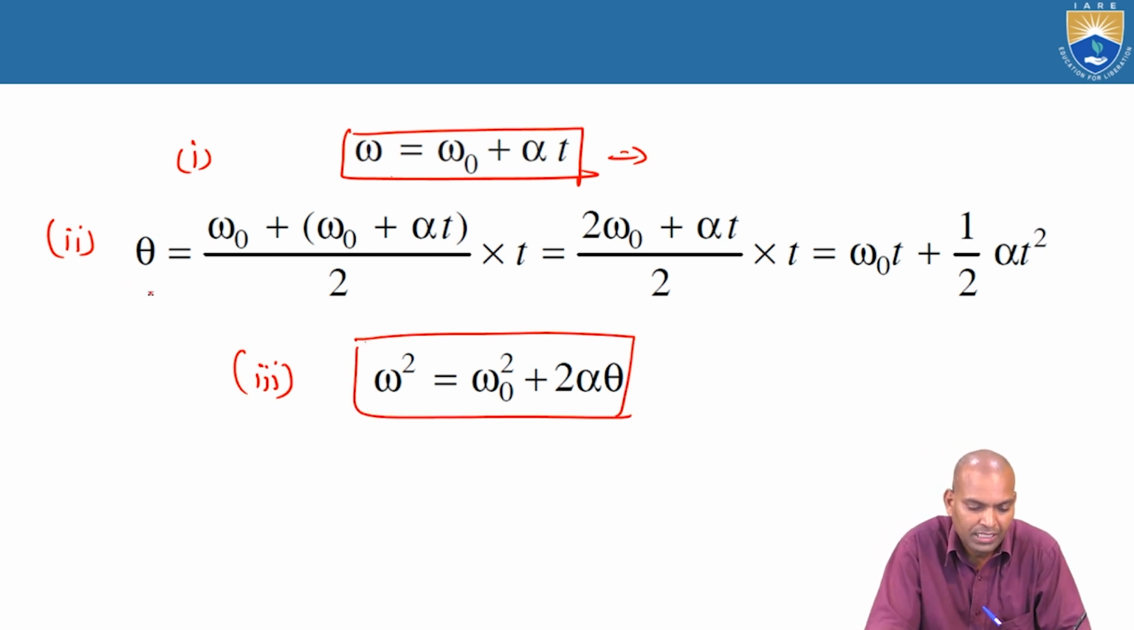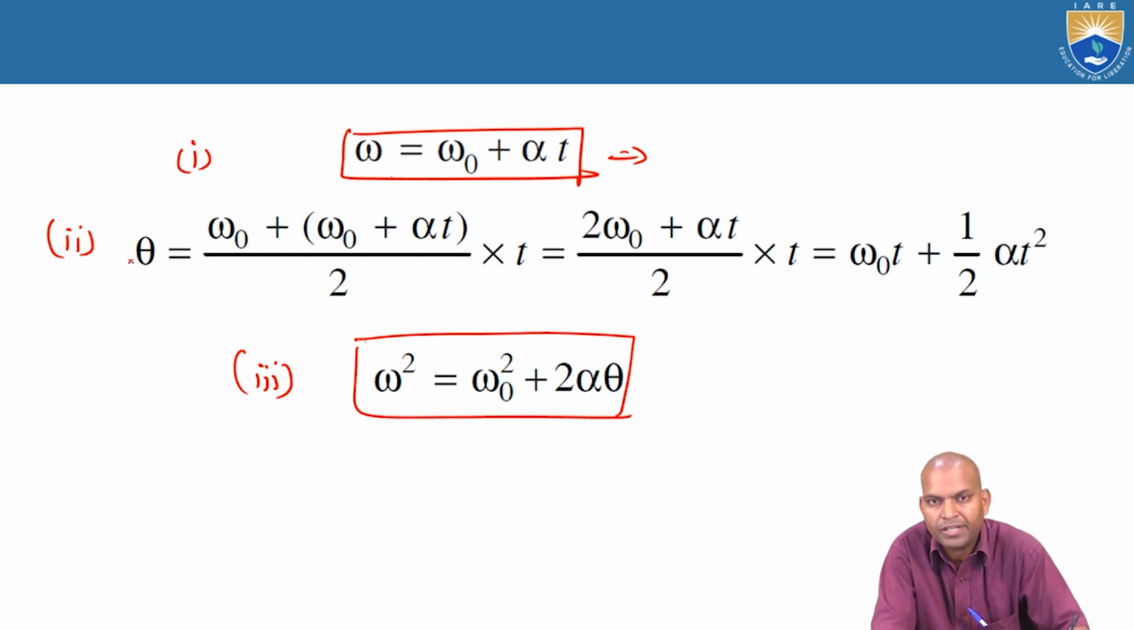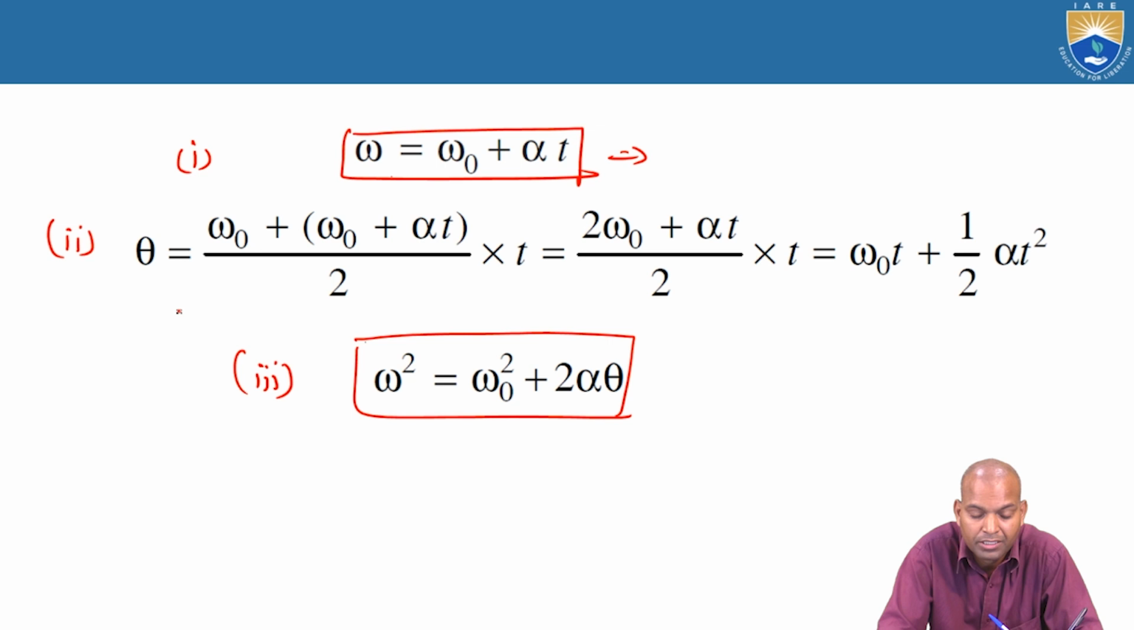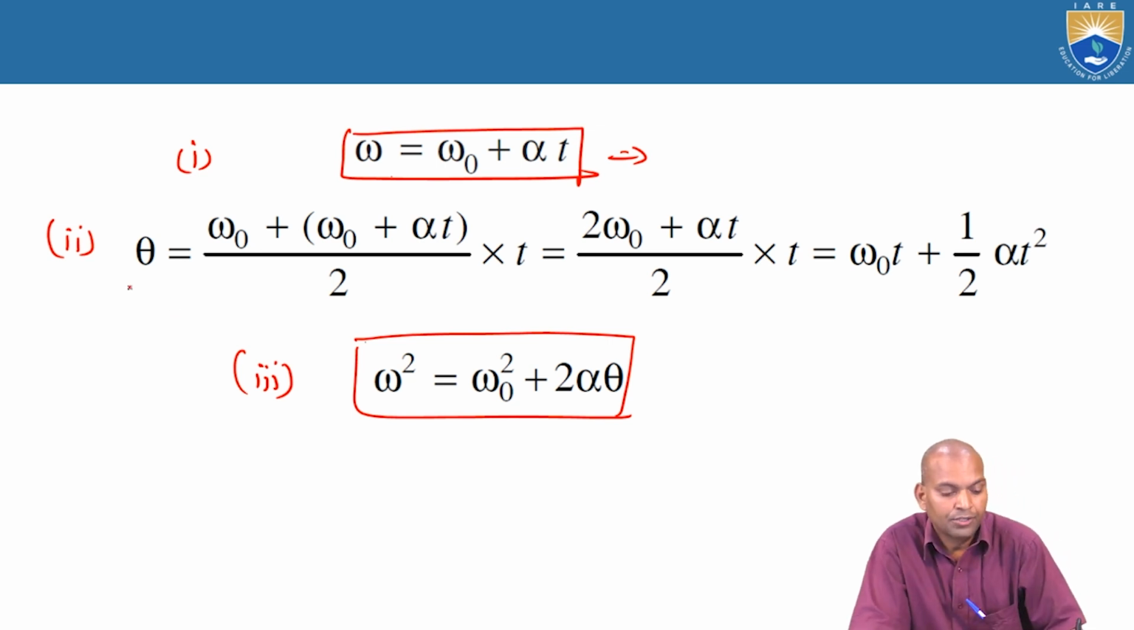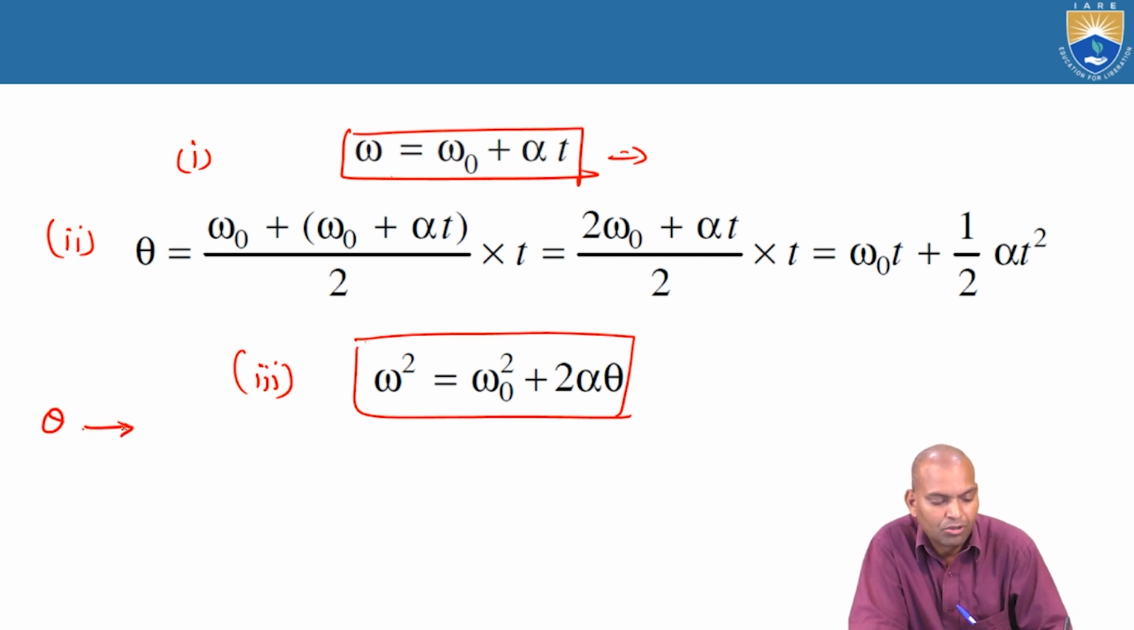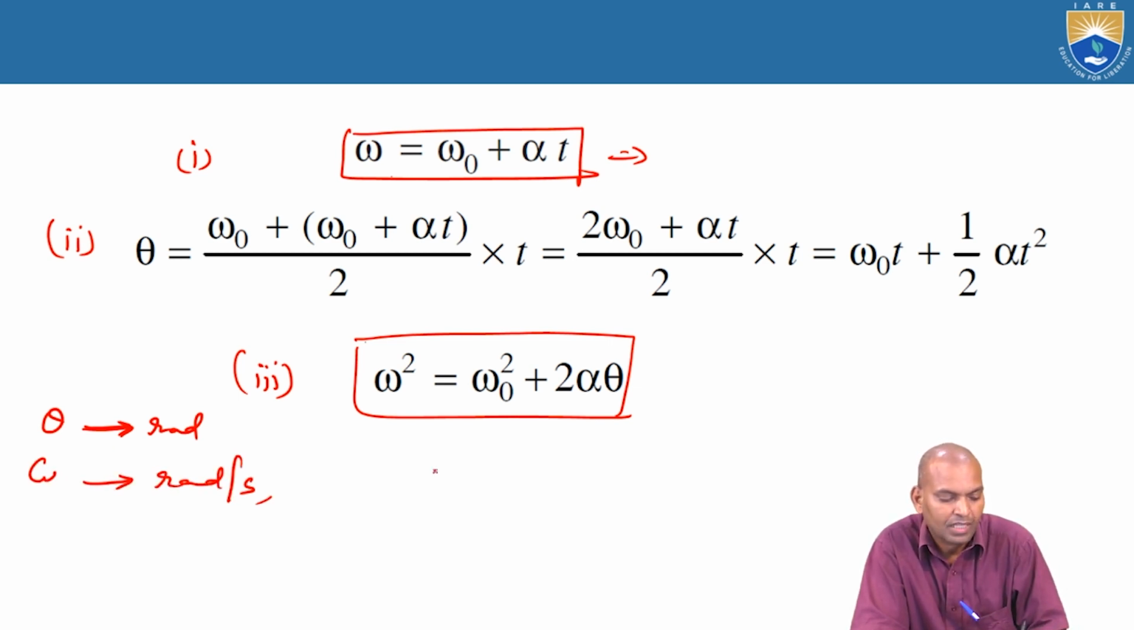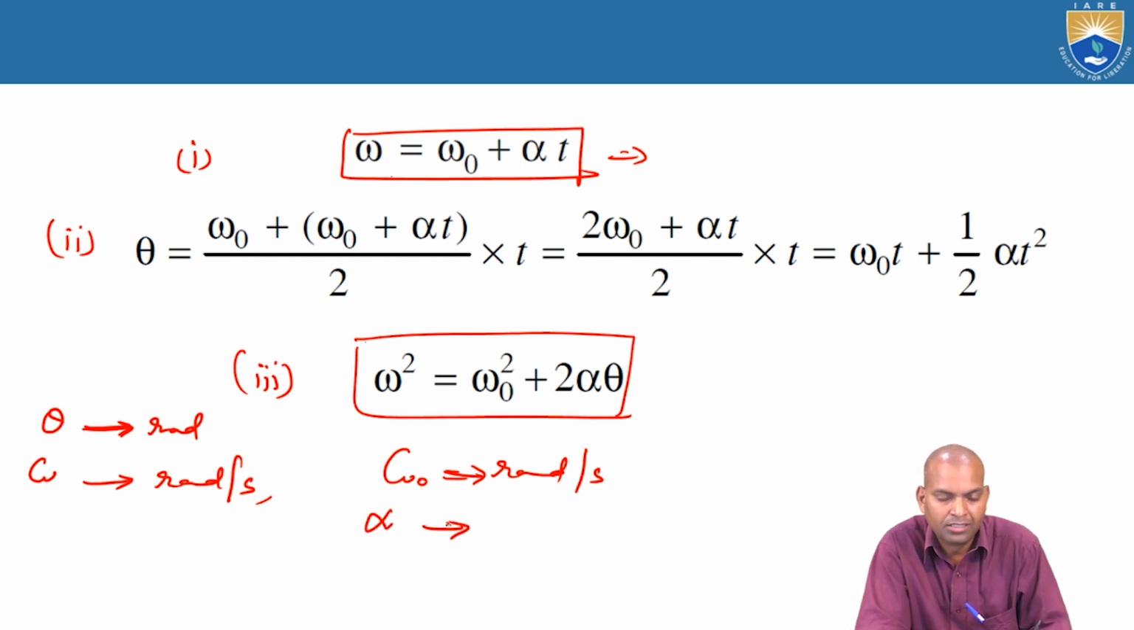Once again, omega is the final angular velocity, omega 0 is the initial angular velocity, alpha is the angular acceleration, t is time, and theta is the total angular displacement. The unit for theta, total angular displacement, is radians, whereas the unit for final angular velocity is radians per second, and the unit for initial angular velocity is also radians per second. Alpha, angular acceleration, is in radians per square second, and the unit for t is seconds.